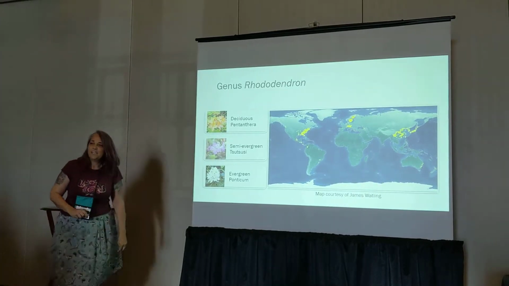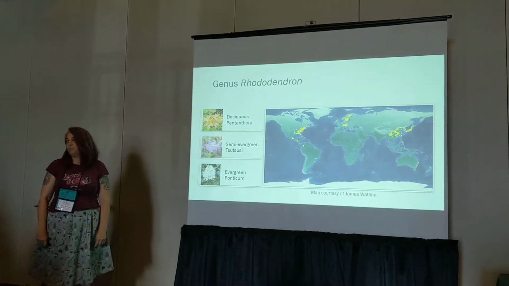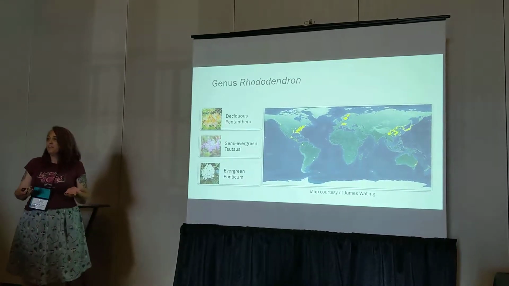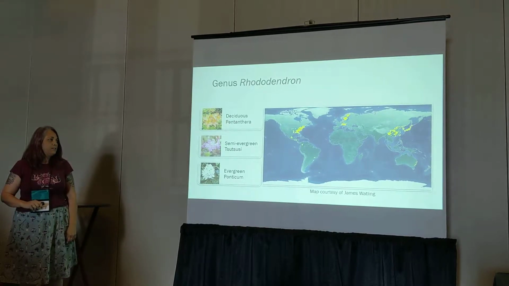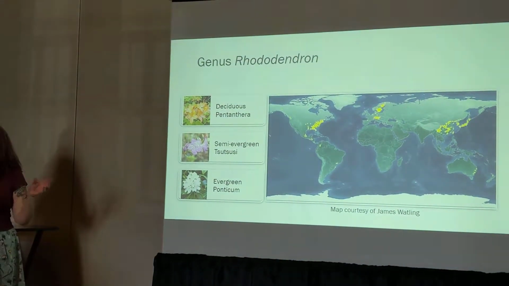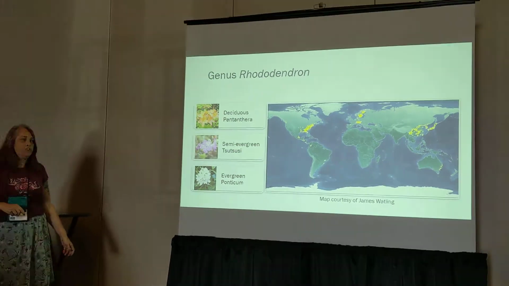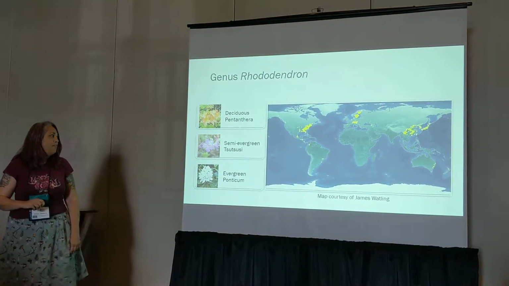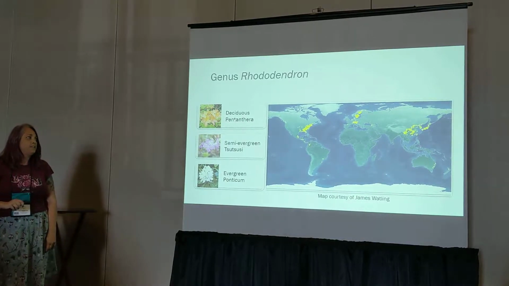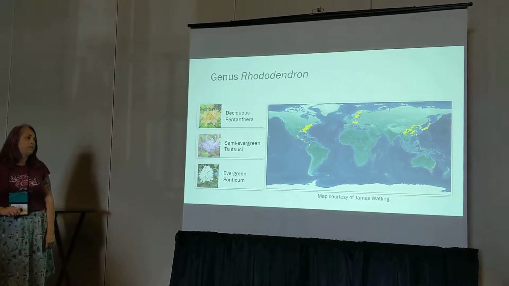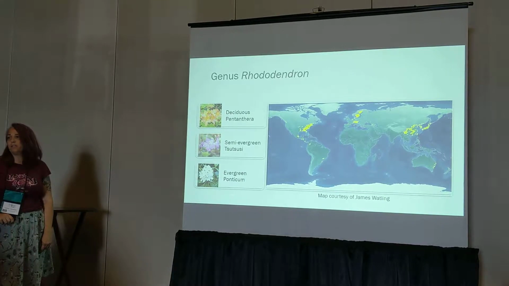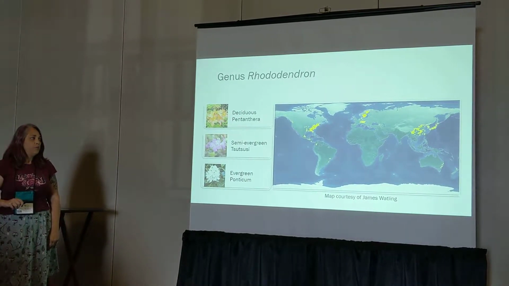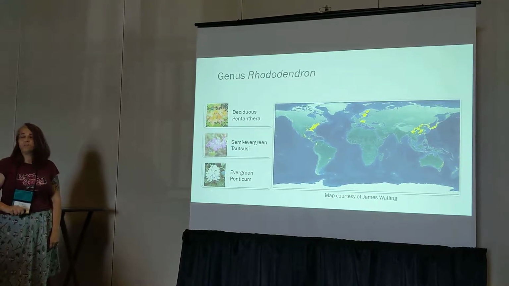All right, so what I did is I thought about this in terms of genus Rhododendron. It's highly speciose, 800 to 1,000 species, distributed pretty much all across the northern hemisphere. Sorry, southern hemisphere people. But basically, I've been working in 3 clades: the deciduous Pentanthera, semi-evergreen Tsutsutsui, and evergreen Ponticum. And the idea is that you have your acquisitive clade and you move down to your conservative clade.